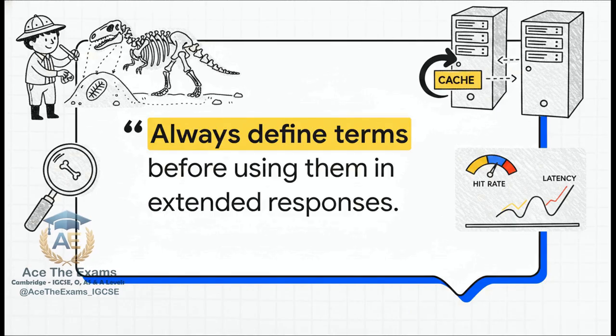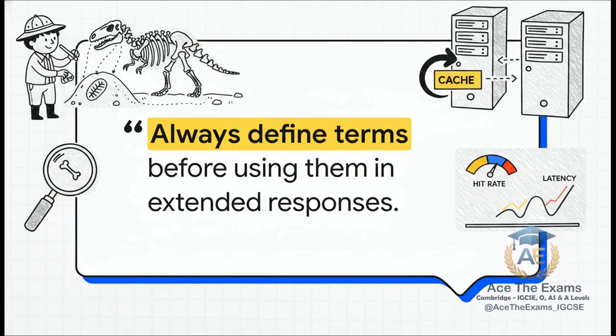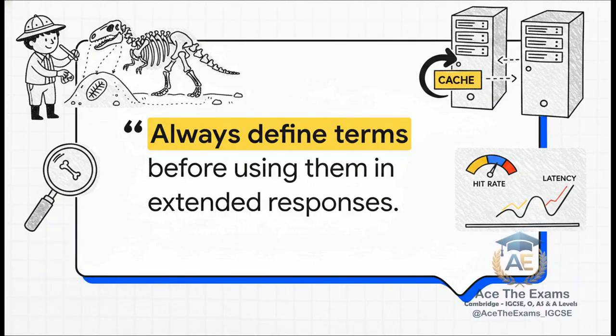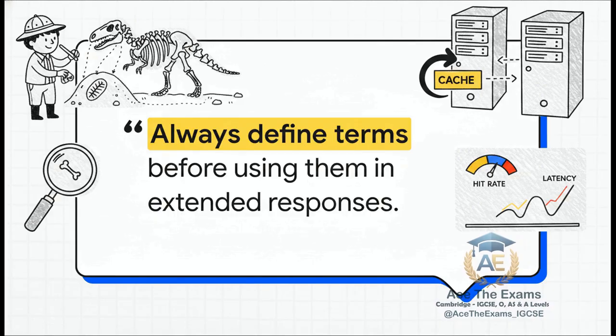I know, it sounds almost too simple, right? But trust me, thousands of smart students lose easy marks every single year because they arrogantly assume the examiner knows exactly what they mean by hit rate or instruction latency. Do not ever assume. Remember our paleontologist strategy from the very beginning?